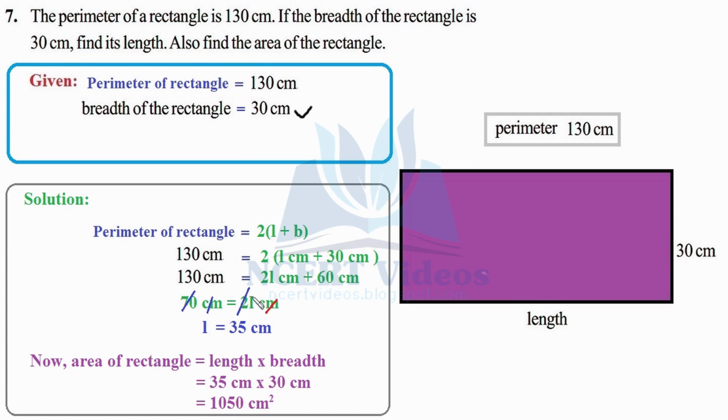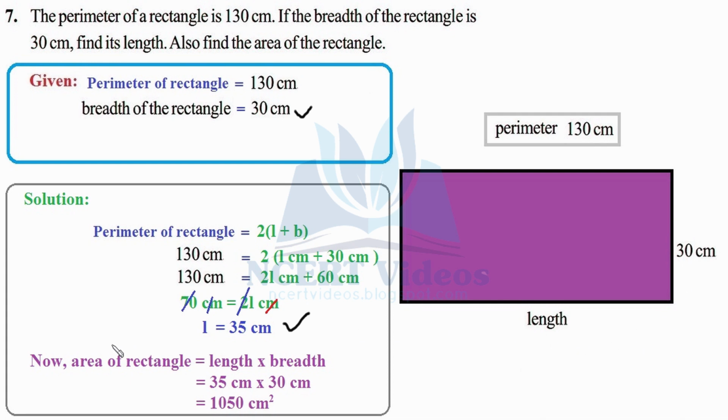Now we are just flipping it in our mind. That is L equals, that is length equals 35 centimeter. So found the first part. So this length is 35 centimeter. And now we are in a position to find area because we have both the terms.